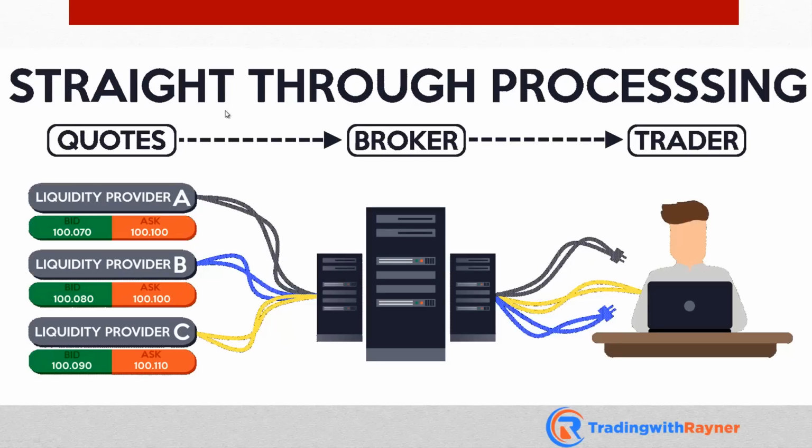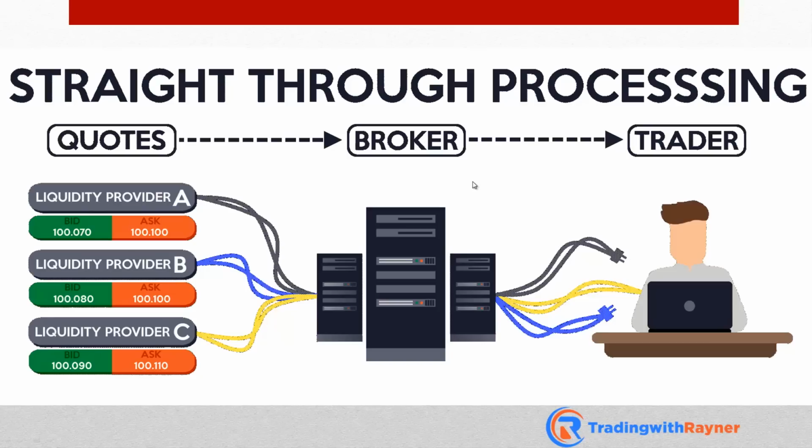So another type of non-dealing desk is what we call a straight-through processing broker. What they do is, again, you're the trader, and there's the broker. So the broker will get quotes from all the different liquidity providers, and then share the most competitive one with you, right? So what they'll do is that these are currently the bid and ask by liquidity provider A, B, and C. So they'll mark up this spread slightly, and then pass on the cost to you.